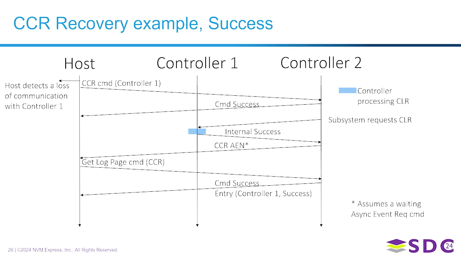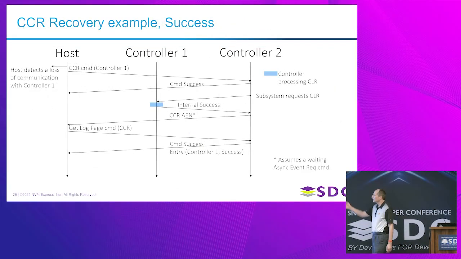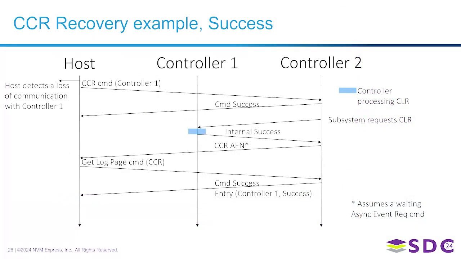So here's the success case. The host detects a loss of communication. It issues the cross-controller reset command down another path to controller 2. It gets success back. When it gets success back, that does not mean that controller 1 has been completely cleaned up yet.